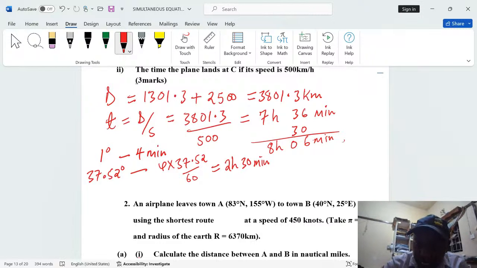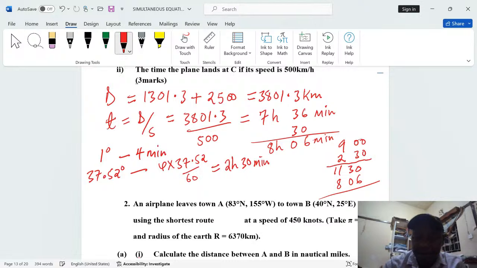Therefore, we will start with 9 a.m. We first of all add the time difference because C is ahead in time, and this will give us 11:30. So 11:30 is the time at C when the journey was starting, but now the journey has taken 8 hours. So we add 8 hours 6 minutes, and this will give us 19:36 hours the same day. That will be the arrival time at C.